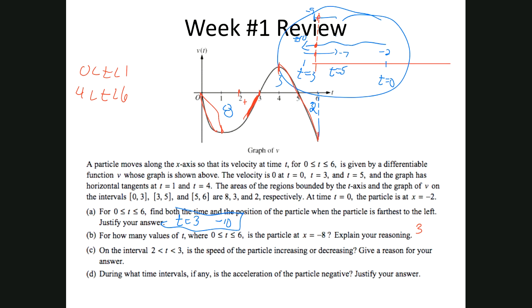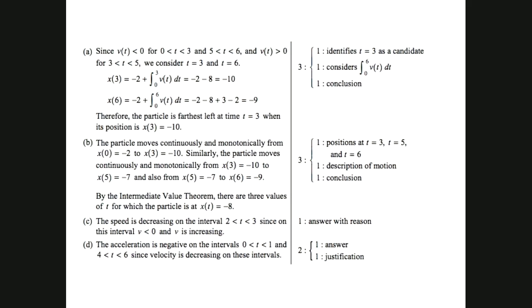All right, let's see what the answer key says. In part A, and this is a 3-point question: the particle is farthest to the left at time t equal to 3 when the position is -10. Got it. Part B, the particle moves continuously. Let's just go down to the answer. There are 3 values for which t is equal to -8. Got it. So we're already at 6 points. Part C, the speed is decreasing on the interval, since on the interval velocity is less than 0. So you guys were absolutely correct. And part D, between 0 and 1, and 4 and 6.